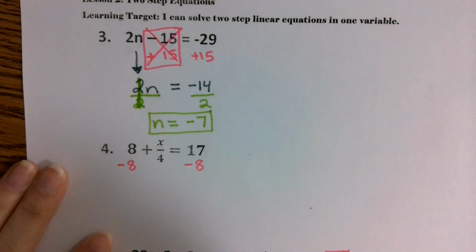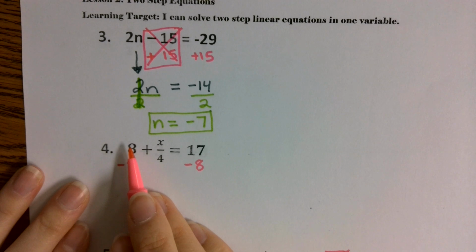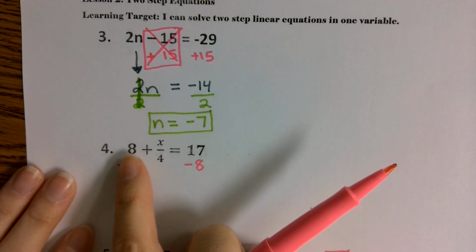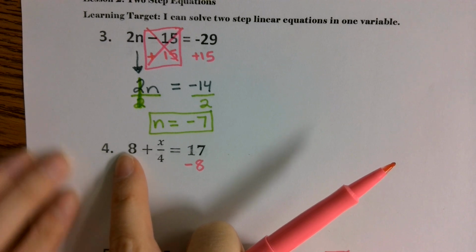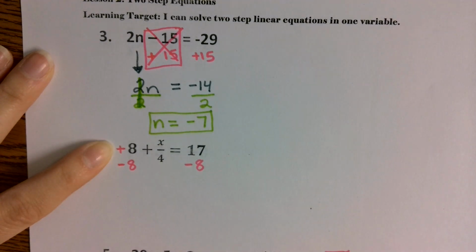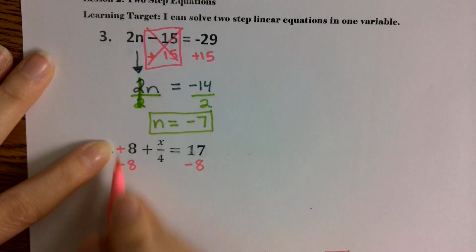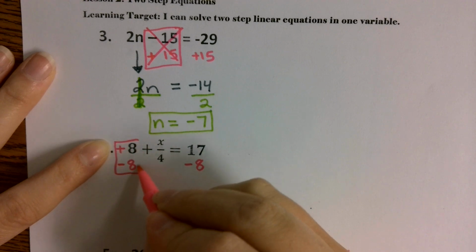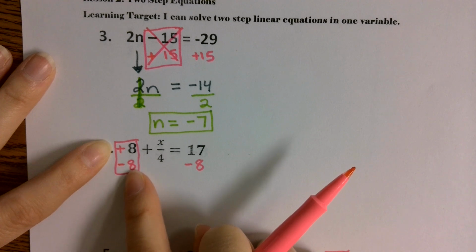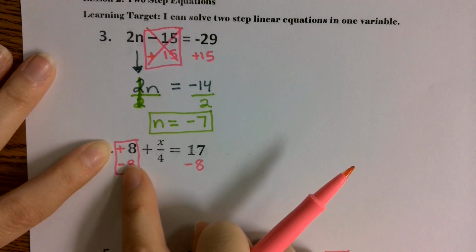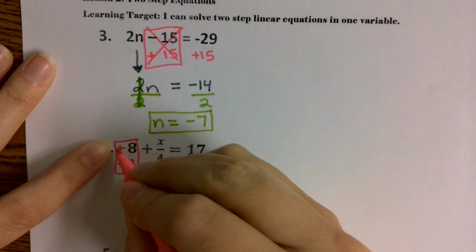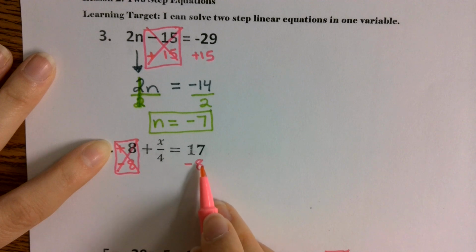Now, I want to make sure you understand the reason we're subtracting is not because of this plus sign. The reason we're subtracting is because 8 has what in front of it? An imaginary plus sign. That's the reason we're subtracting. Even if this said minus x over 4, we would still be subtracting, because we have to do the inverse to what the constant is. That creates that zero pair. And then we're going to subtract 8 on the other side.